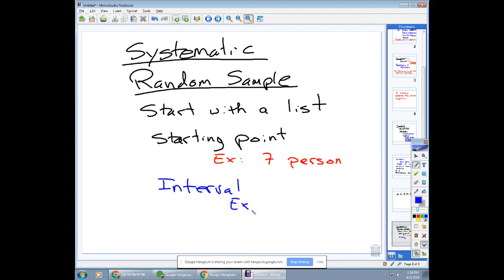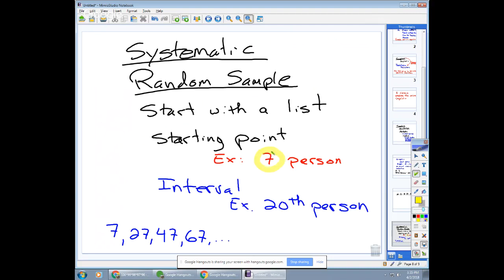And so for example, I'm going to grab the 20th person after that. So in my list of people, I grab the 7th person, the 20 people later would be the 27th person, 20 people later would be the 47th person, and so on, 67th, until I run out of people to grab. The key here is that I randomly decide on which person to start with, and then I randomly decide how far to jump to get to the next person, but then I hold on to that. So this is a way to generate a random list of people from a given population.